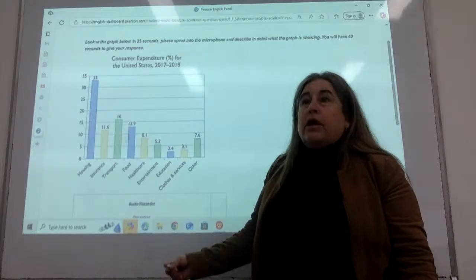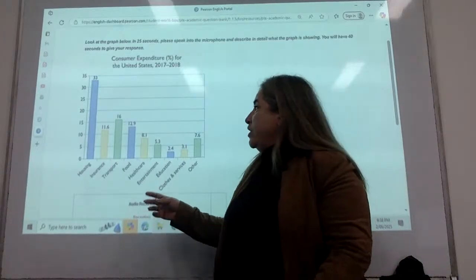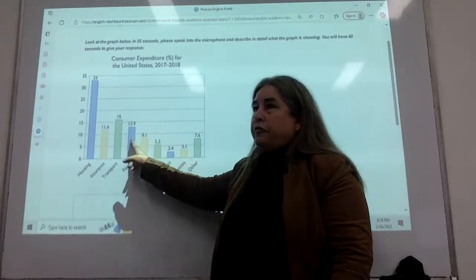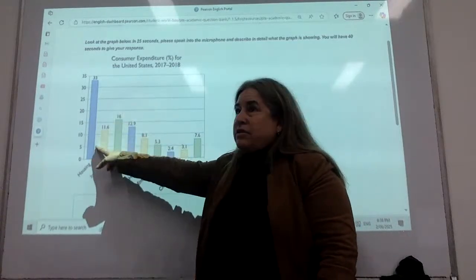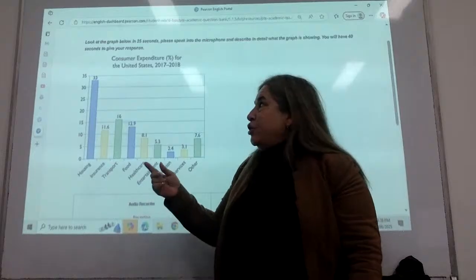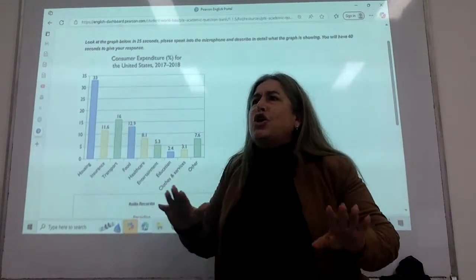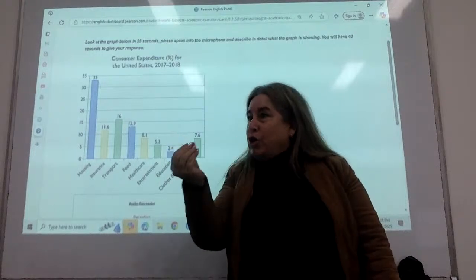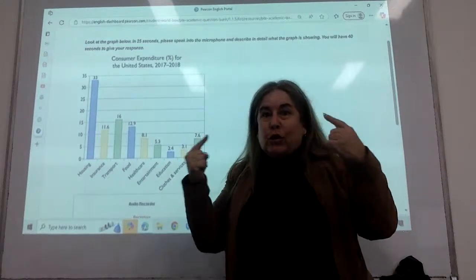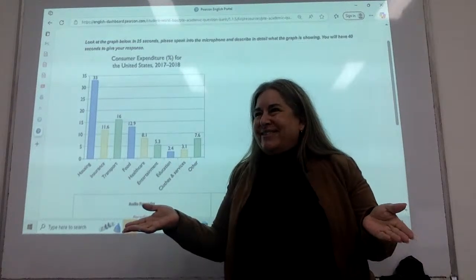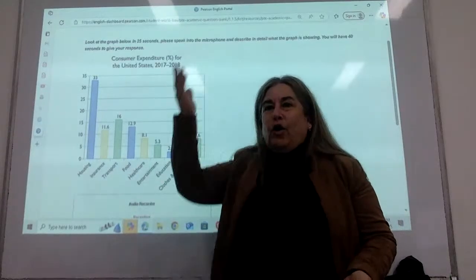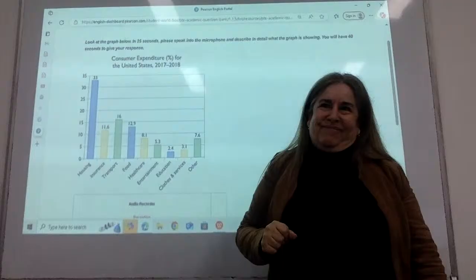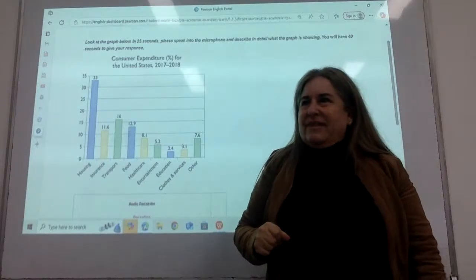Correct? And you could say that. You could say, oh, it shows education is lower than food, than housing. It shows that housing is higher. There are so many different ways. There is no one way. It depends on what you want to say or how you look at the picture. And why do we say higher or lower? Because it's talking about money, expenditure.